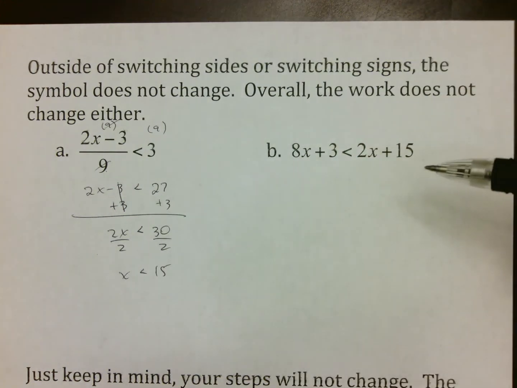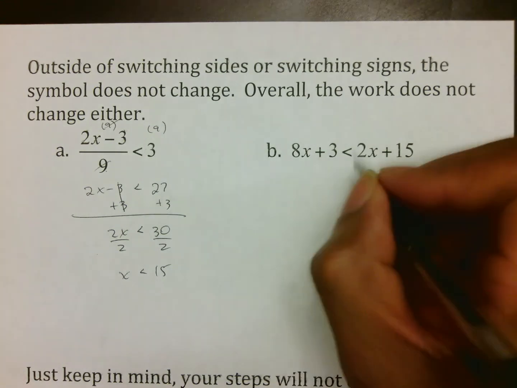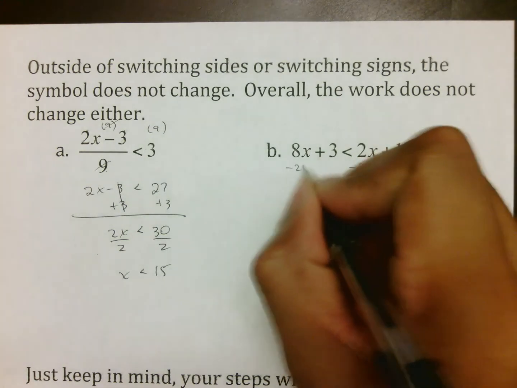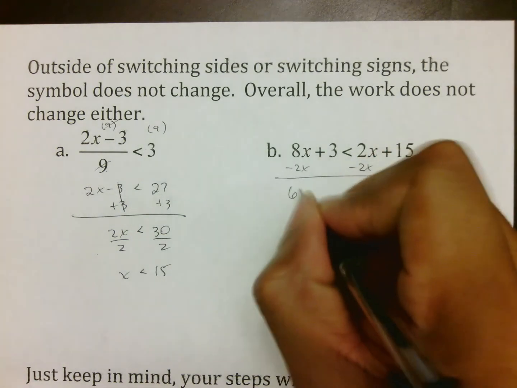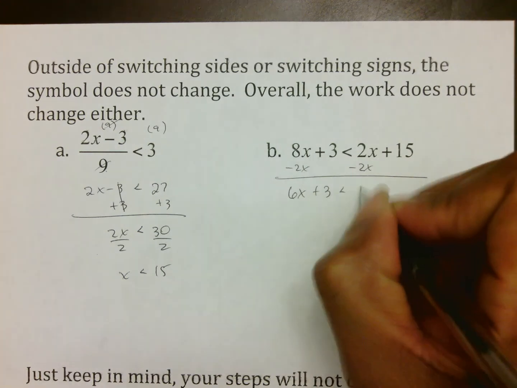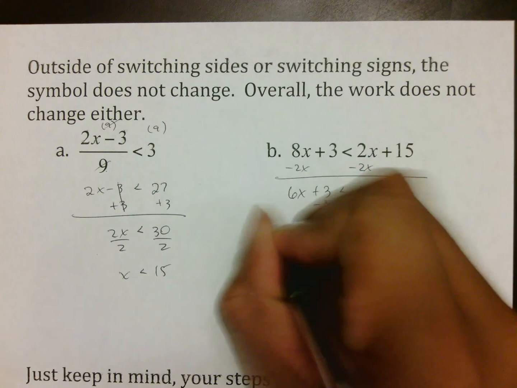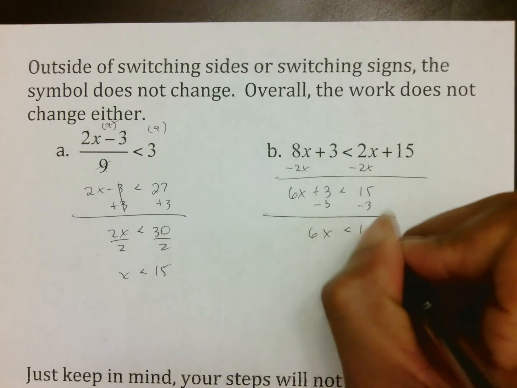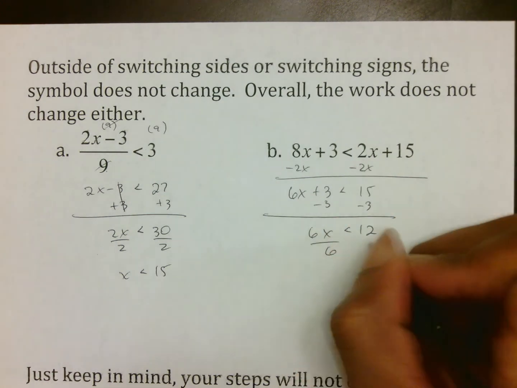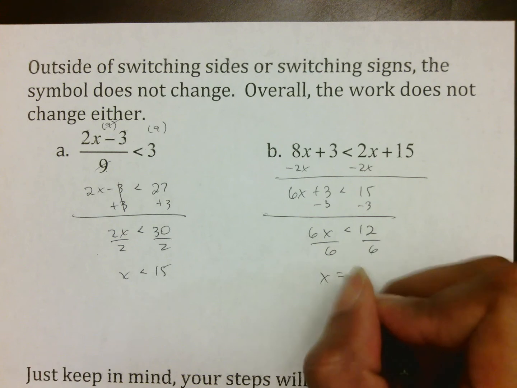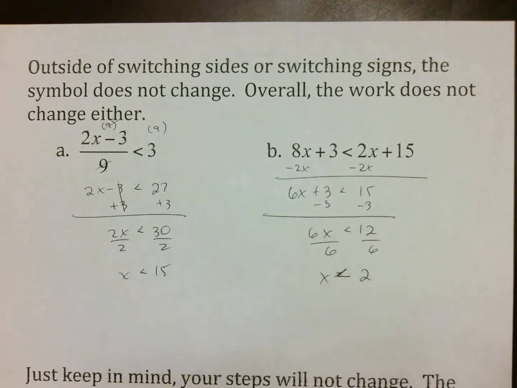And that is the main thing you need to know. When you go to work out a problem like this, and I bring my 2x over here by subtracting it the way we were taught, notice the sign didn't change. I move my 3 by subtracting 3. Notice again, the sign does not change. When I divide by 6, again, the sign is not going to change, and that is the main idea.